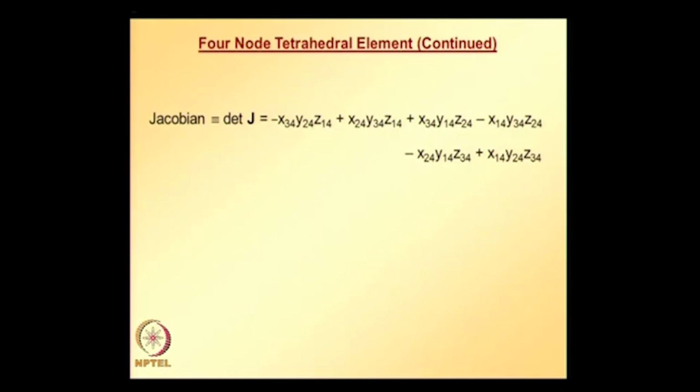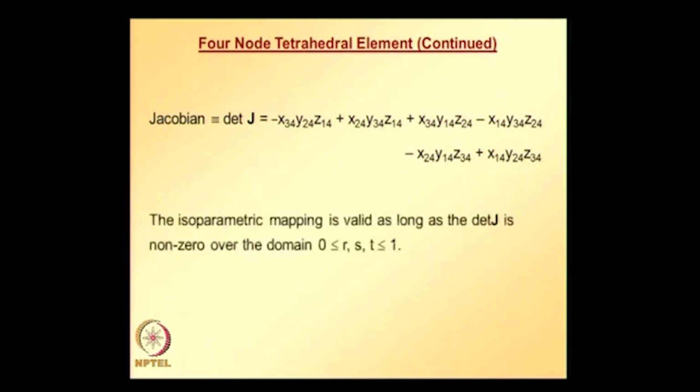If you recall, the determinant of J has some importance. For a valid isoparametric mapping, the determinant of J should be non-zero over the entire element domain. Here we are dealing with a 4 node tetrahedral element, so the element domain goes from RST going from 0 to 1. So, the isoparametric mapping is valid as long as the determinant of J is non-zero over the domain RST between 0 and 1, the entire domain of the parent element.